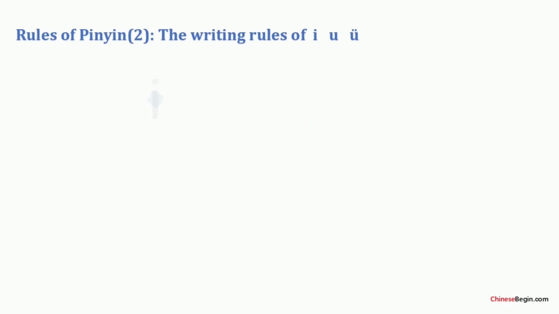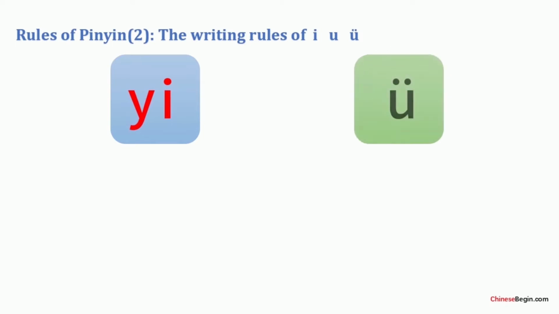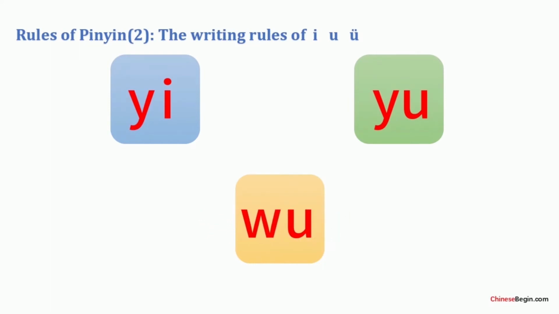When finals i and ü act as a syllable by themselves, the English letter y is added before them, with the two dots on the top of ü removed. However, their pronunciation will not change. When final u acts as a syllable by itself, the English letter w is added before it, and the pronunciation of u will not change.